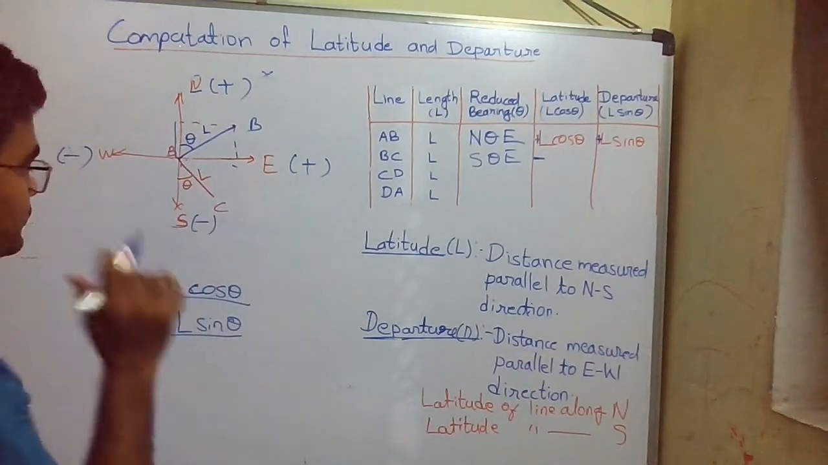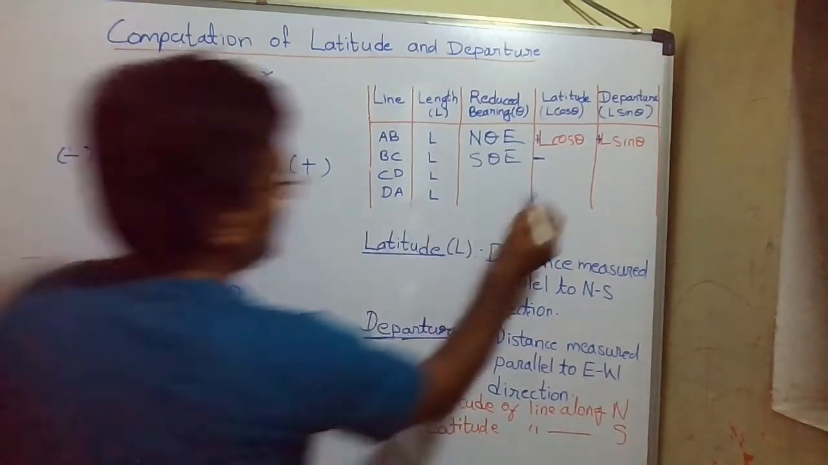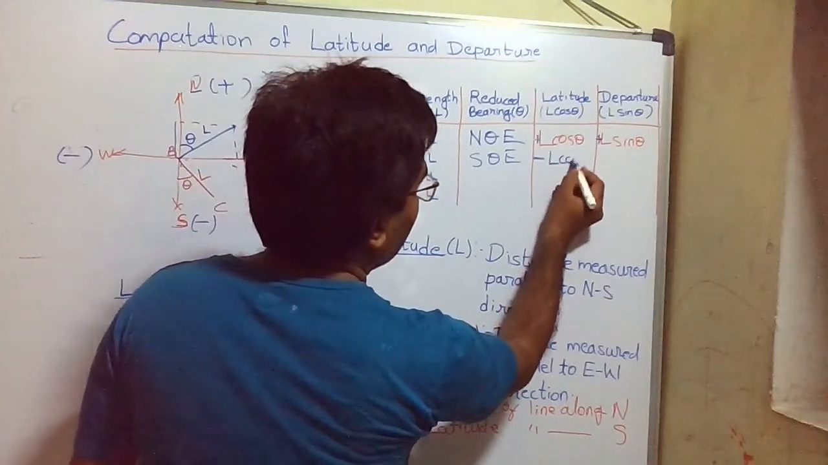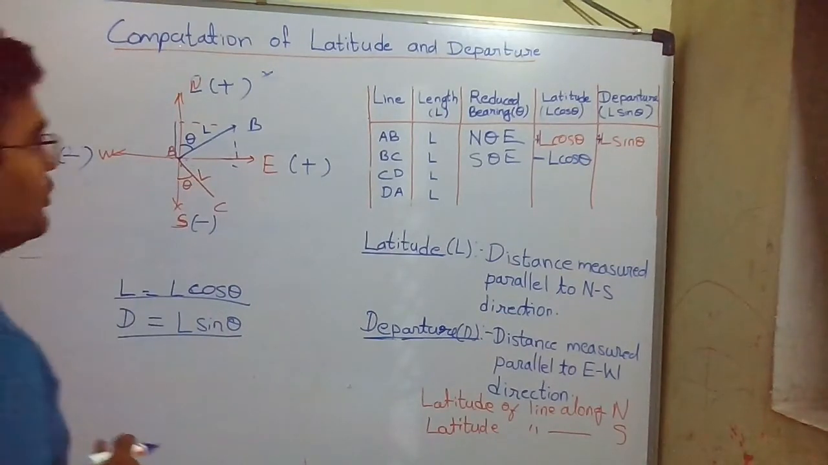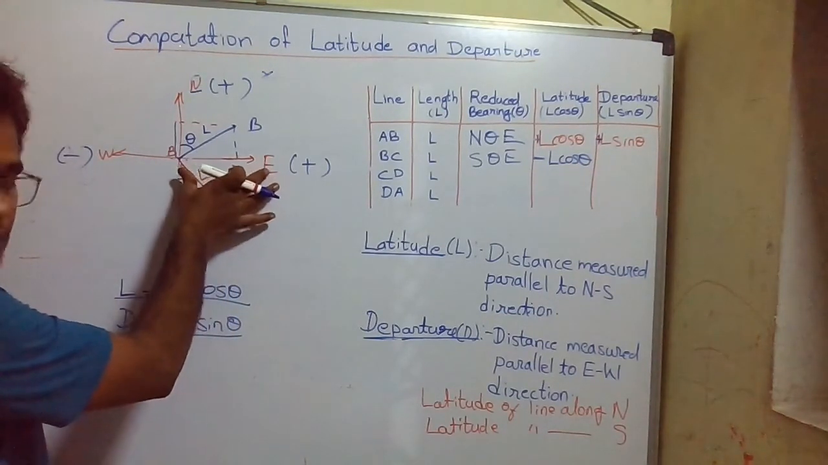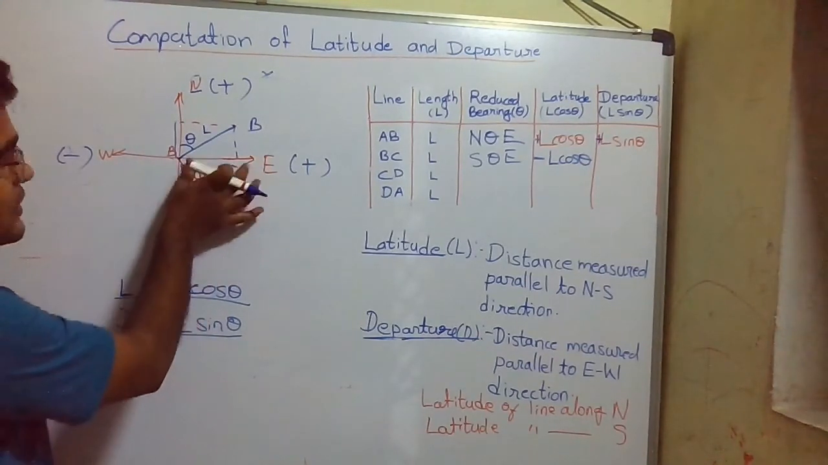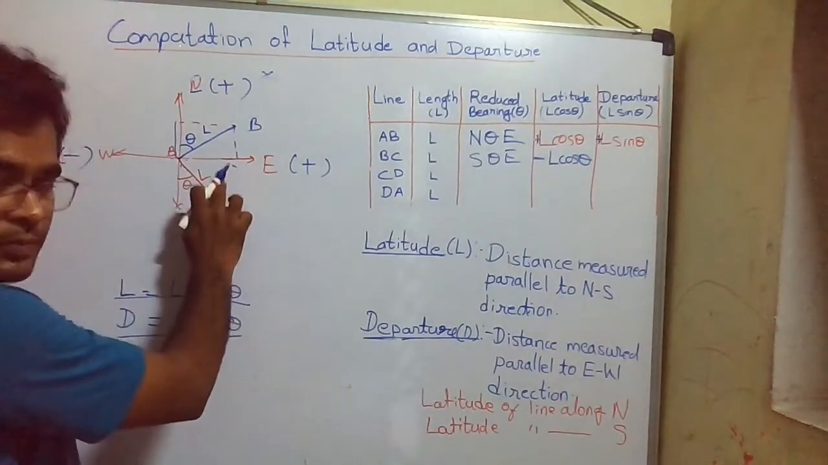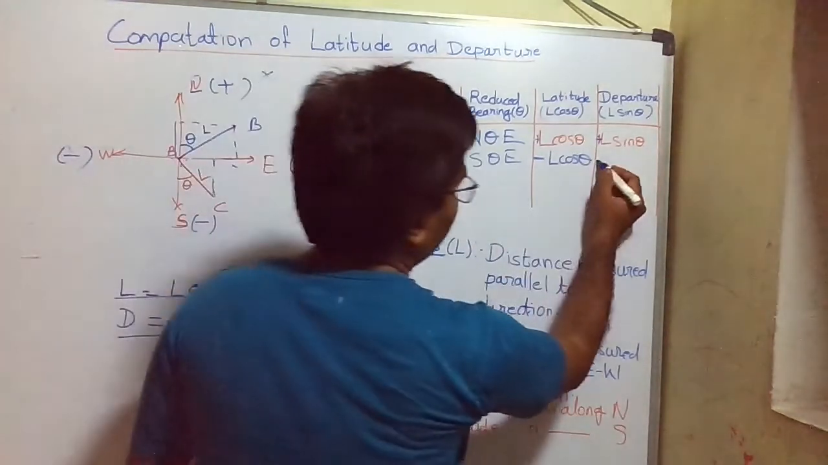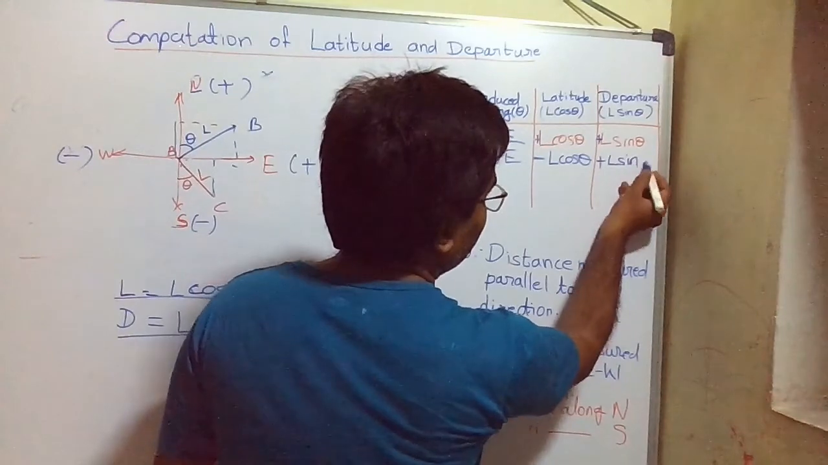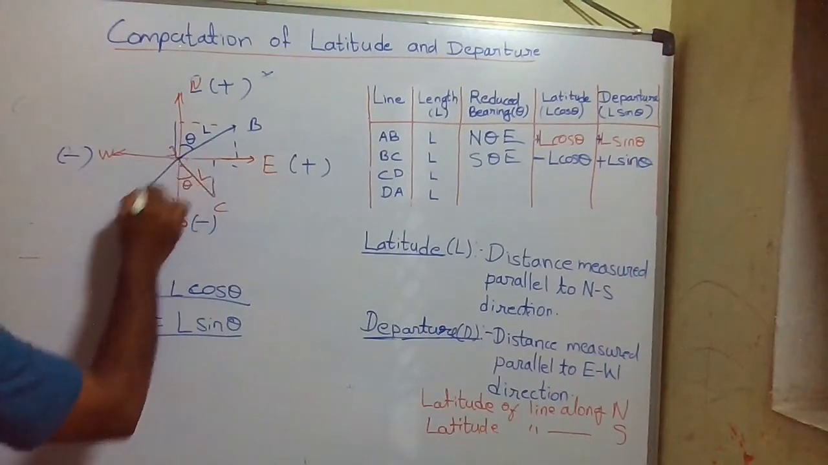Okay, so our line is in the southeast quadrant, so latitude is towards south, so it will have the sign minus. So the latitude of this line BC will be minus L cos theta, and what will be the departure? It is the distance parallel to the east-west, and it is towards east, so the departure of this line has the positive sign, that is plus L sin theta. Write down this table.